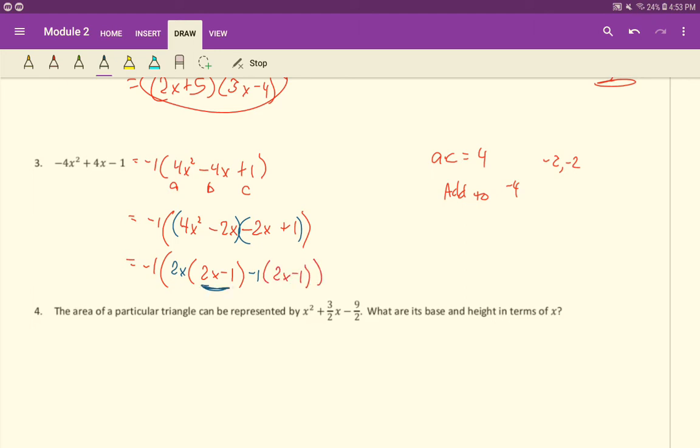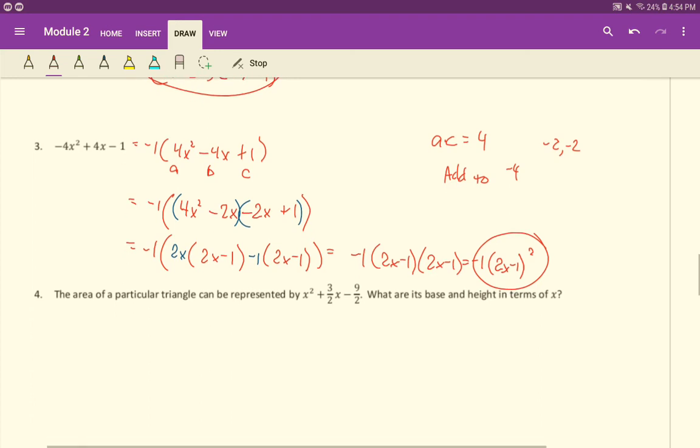Again, you can see our leftovers are the same, so we can factor those out. We'll have the -1, we'll have the 2x minus 1, and then we'll have another 2x minus 1 left over there too. Okay, if you want to get really fancy, since we're multiplying the exact same two factors together, we could rewrite that as 2x minus 1 quantity squared, like so. And there's our answer.